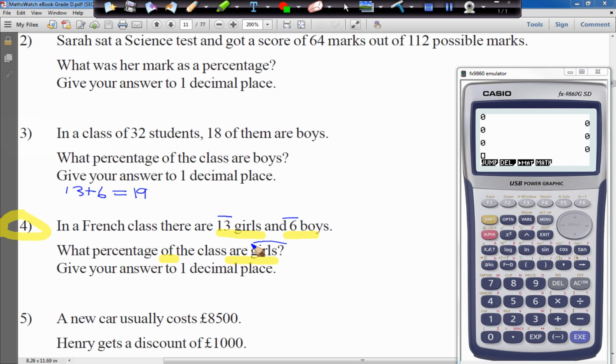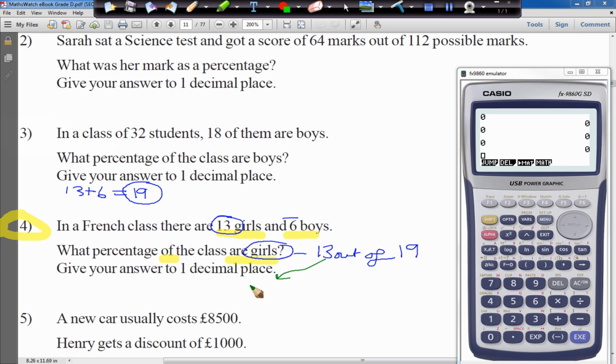So how many are girls? What percentage? So girls is going to be how many? 13 out of how many? Out of how many? 19. Yeah. So the girls is going to be 13. So the language here in the question, we have to develop it ourselves. 13 out of 19. Okay, now we're going to translate that into our mathematics after we've interpreted the question.